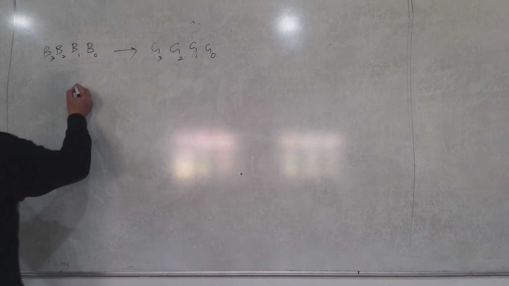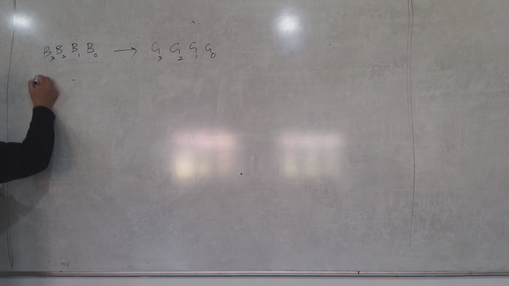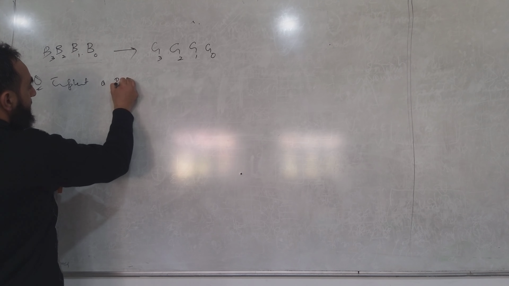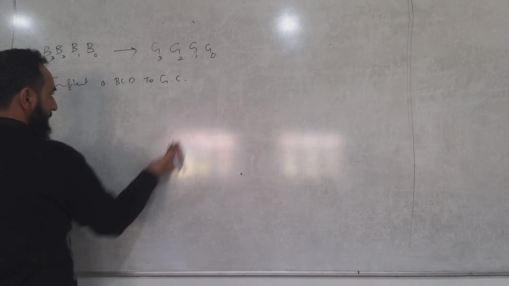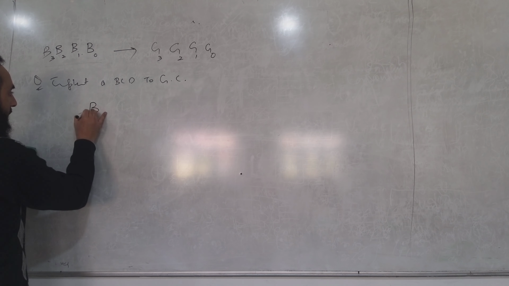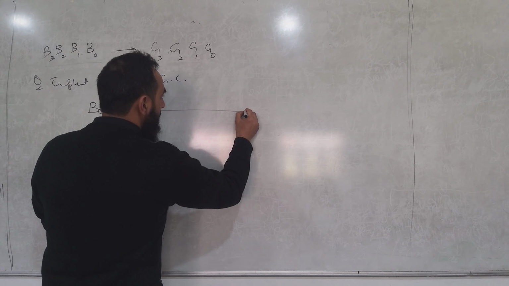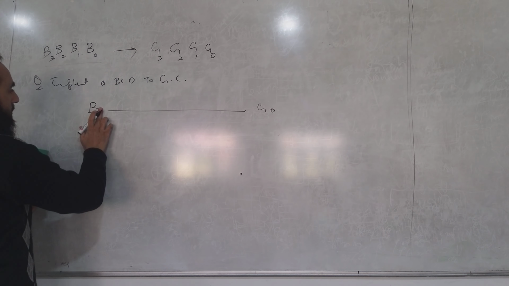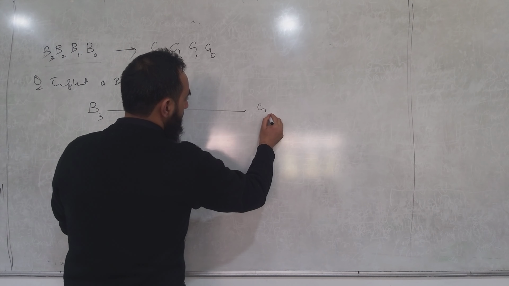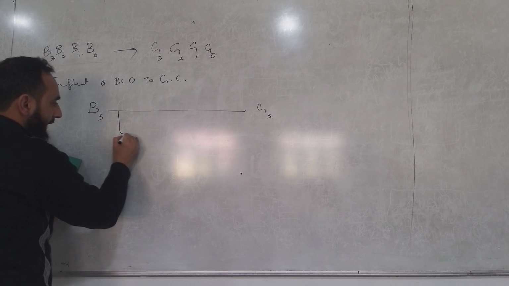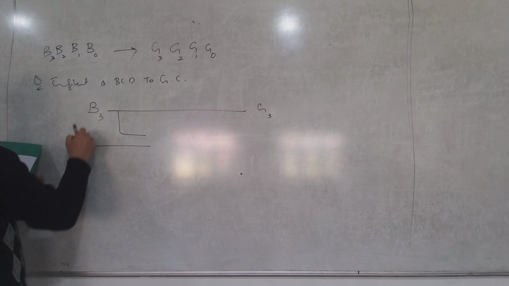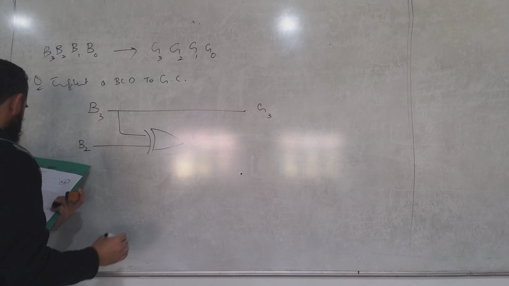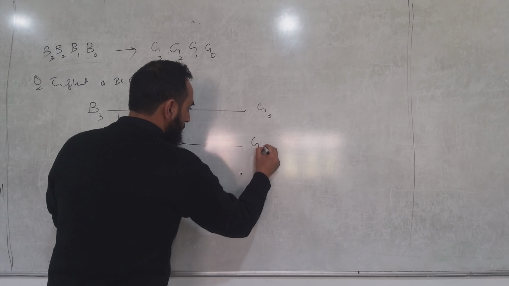Right. So the first is exactly XOR. So if I give you a question that implement a BCD to gray code converter, what you will do is you may draw a circuit that looks something like this. The first line itself goes straight through. Now what about the next? It will be XOR of these two, B3 and B2, and it will generate what? G2. Okay?